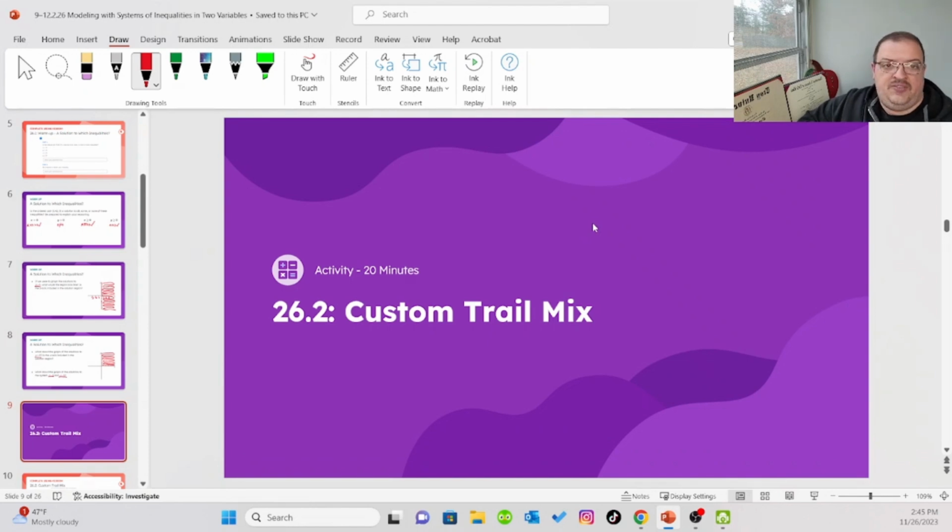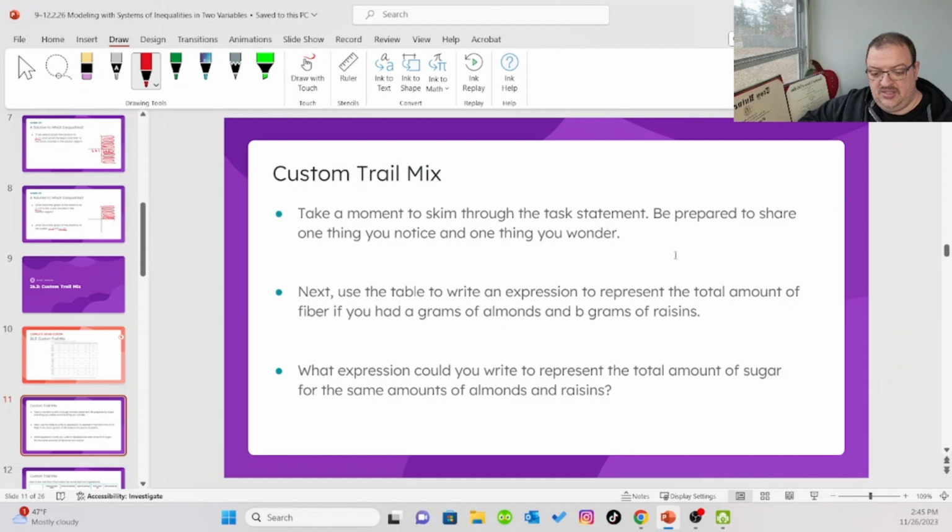Our next activity is 26.2. This one is titled Custom Trail Mix. Take a moment to skim through the task statement. Be prepared to share one thing you notice and one thing you wonder.